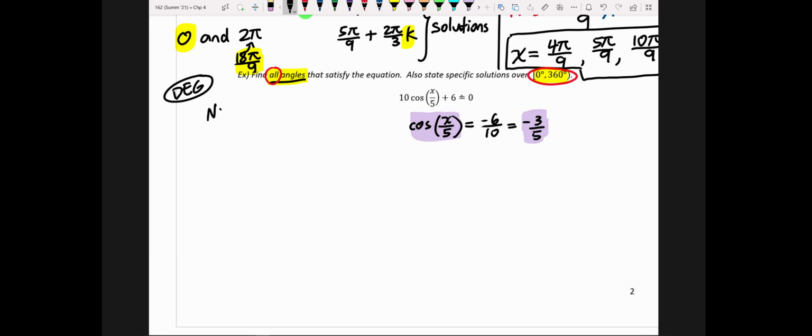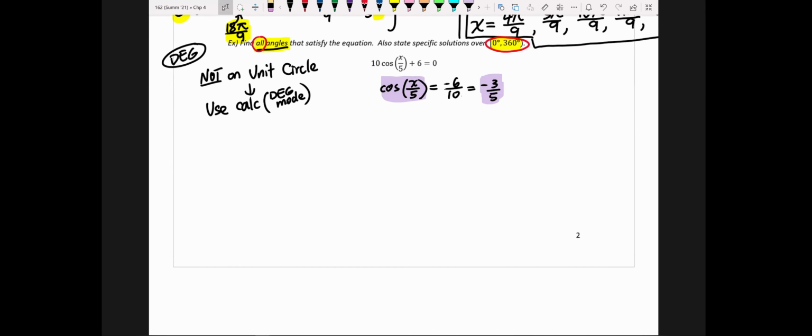Yes. So when we're not on the unit circle, we need to use a calculator. And the calculator could be in degree mode or radian mode depending on the instructions. Here, when it asks for all angles, we do need to make sure that our calculator is in degree mode. Okay, so students, turn your calculator to degree mode.